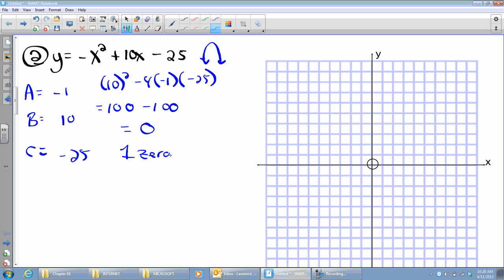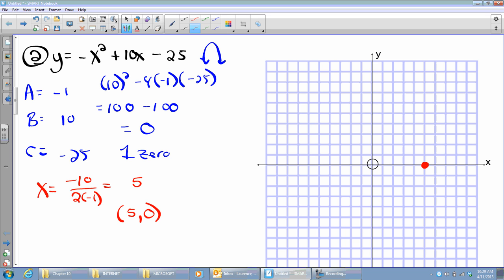That means there's only going to be one 0. That means my 0 is going to be my vertex. So I'm going to go look for my vertex. X equals negative of b over 2a, and that's going to equal 5. Now I don't need to go to a t-table because I know that my vertex is also my 0, which means it's on the x-axis, which means the y-coordinate must be 0. So I'm just going to go ahead and plot 2, 3, 4, 5, 0.